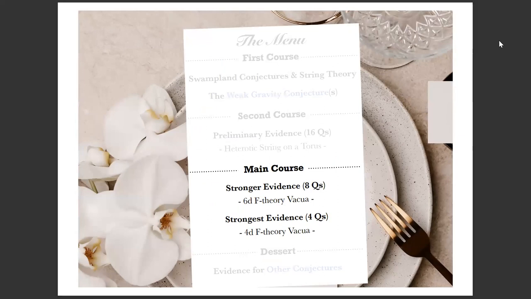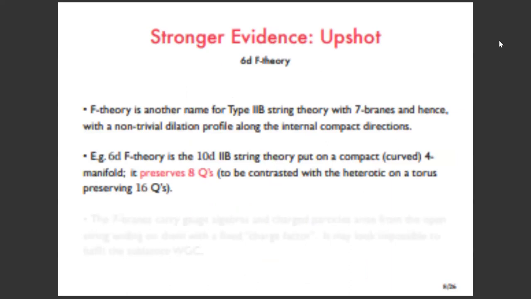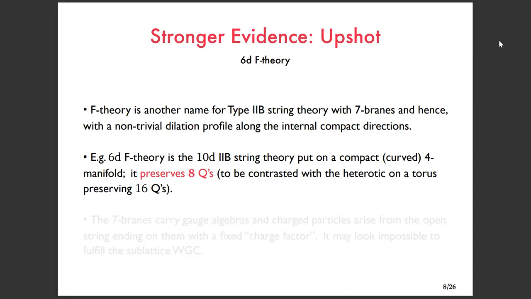Good. Now we can be more serious and move to the stronger evidence in F-theory, firstly in 6 dimensions. F-theory is another name for type IIB string theory with 7-branes, which shows a non-trivial dilaton profile along the internal space. So 6-dimensional F-theory is the 10-dimensional IIB string theory compactified on an internal 4-manifold, which is curved due to the presence of the 7-branes. And it turns out to preserve 8 real supercharges. So this is half of the previous number of supercharges.